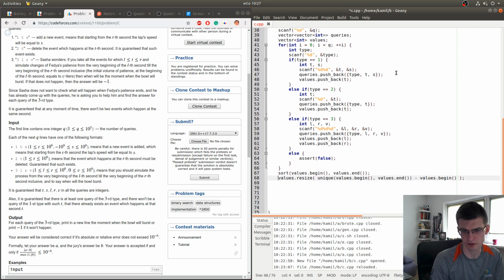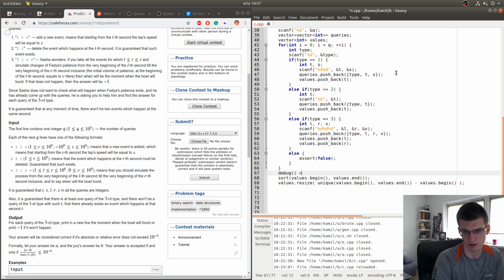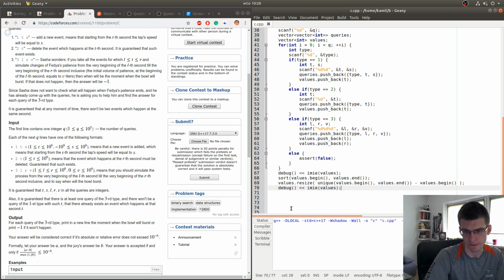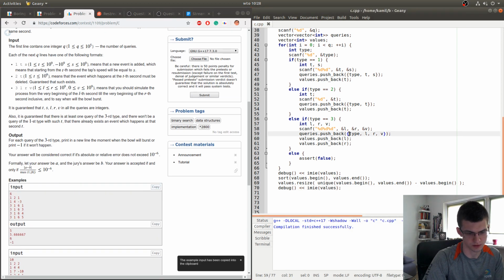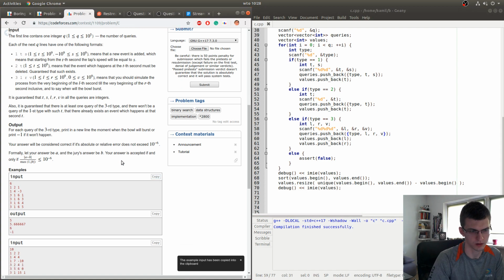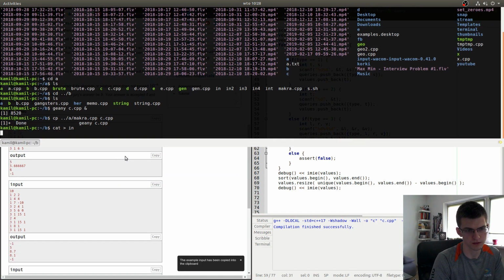So here after that, let's see, debug is my function to print something. Let's print it before and after removing repetitions. Let's copy the tests.